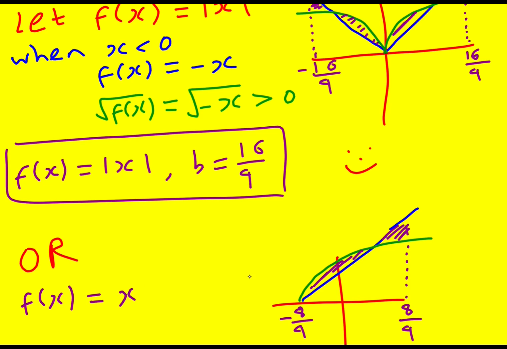And to translate by 8 over 9 in the negative x direction, it's going to be x plus 8 over 9. And that would work, when you take the square root of that, you would get this green curve, and then b would be 8 over 9. So that's another option.